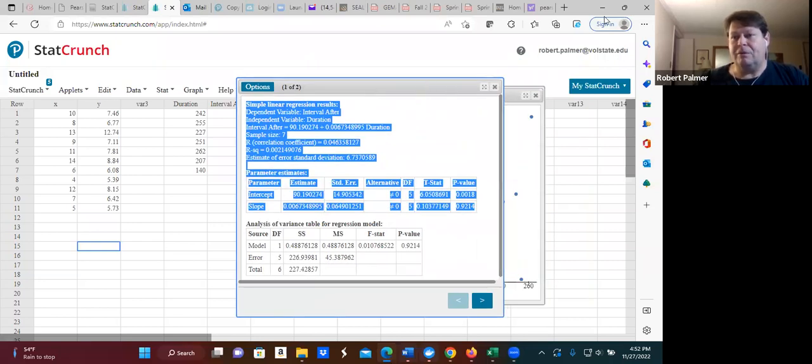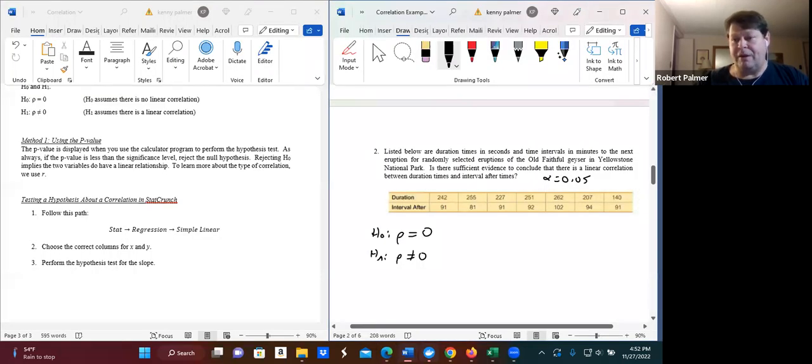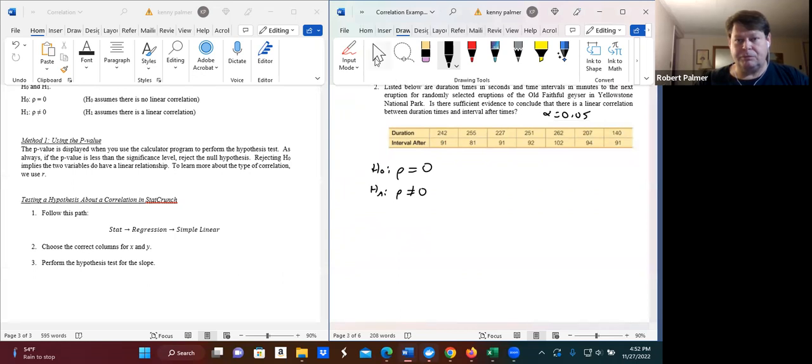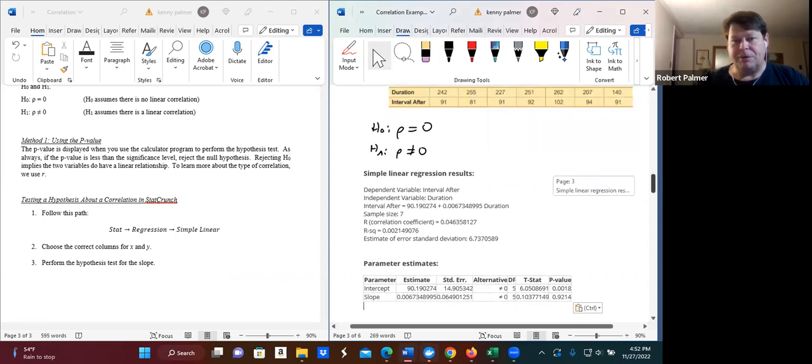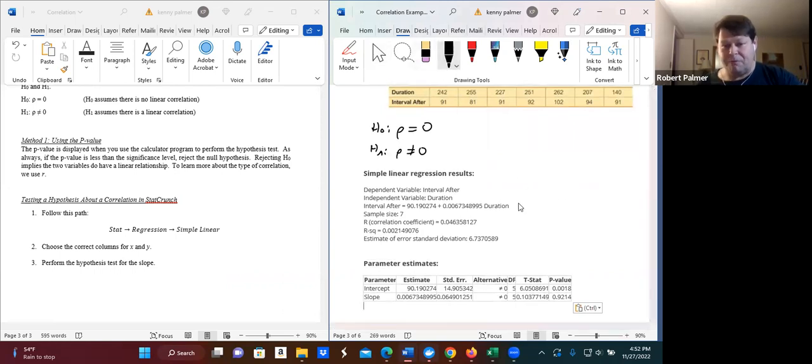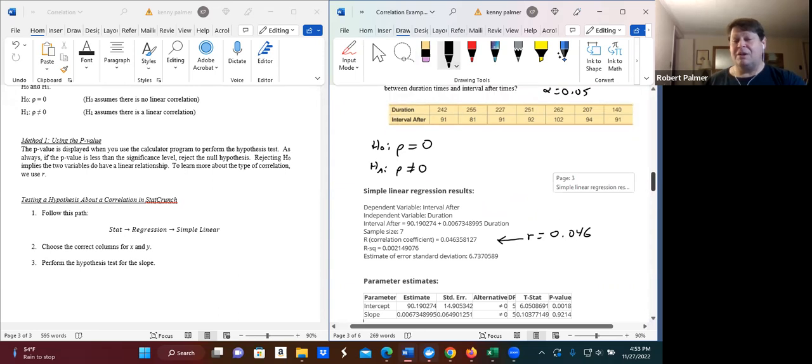So let's go back and insert that. Okay, now let's again pick out what we need. Our R correlation coefficient is right here, and it's approximately 0.046, which is very close to zero. Zero would be no correlation at all, so that's pretty close to that. That indicates that, statistically, there's very little indication of a correlation.